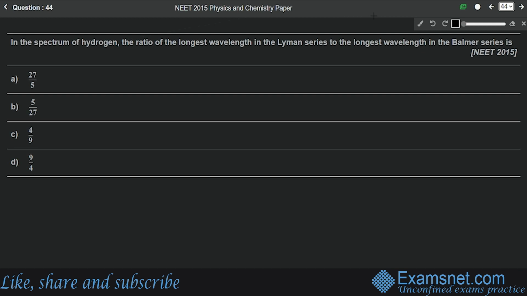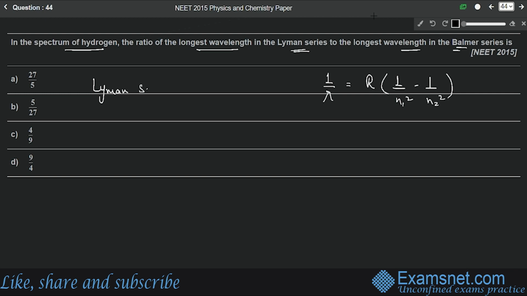Question number 44 says, in the spectrum of hydrogen, the ratio of longest wavelength in the Lyman series to the longest wavelength in the Balmer series is. So this is very simple. We know that 1 by lambda, that means 1 by wavelength, is equal to R into 1 by N1 square minus 1 by N2 square.